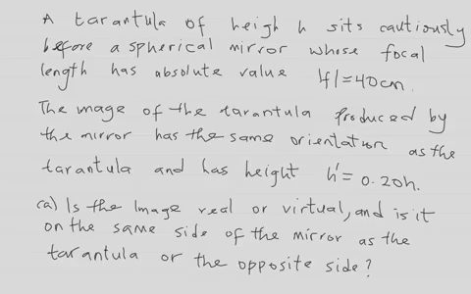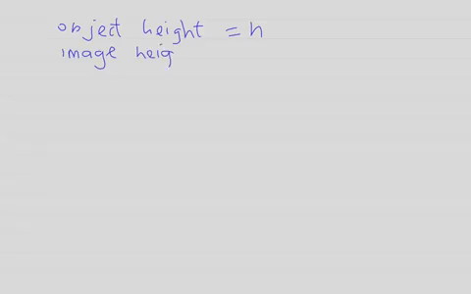Now, what we want to do is determine: is the image real or virtual? And is it on the same side of the mirror as the tarantula or the opposite side? Take note of that question carefully. From the information given, object height is given as 8. Image height is 8 prime equals 0.208.